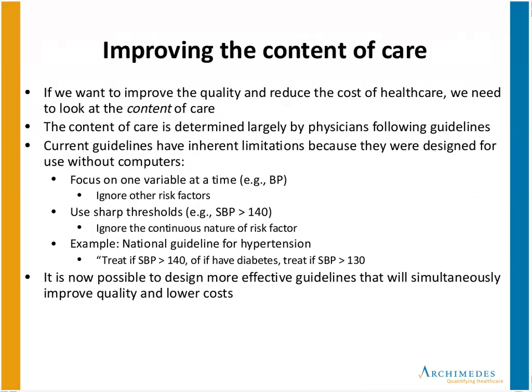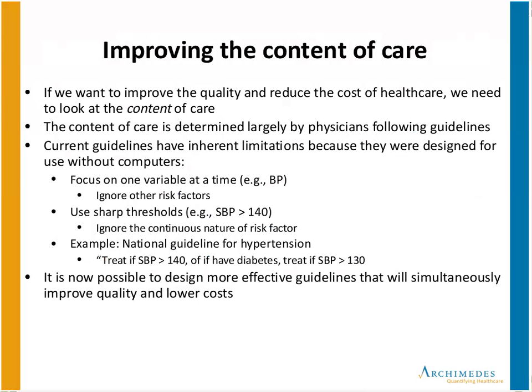And today, the content of care is largely determined by clinical guidelines, at least certainly for the major chronic illnesses. I mean, obviously, there's a lot of things that we do for which there are no clinical guidelines, but by and large, we try to follow them if, in fact, they've been developed. The issue, though, is that current guidelines do have certain limitations just inherent in the way that they're designed.